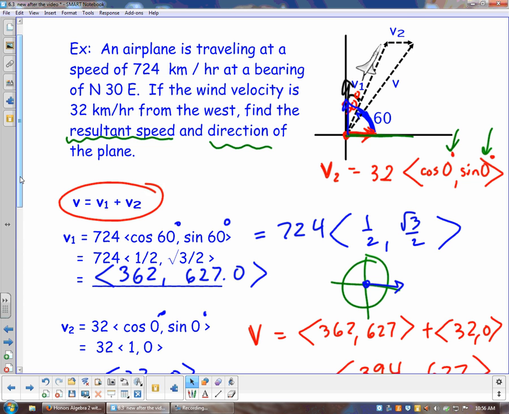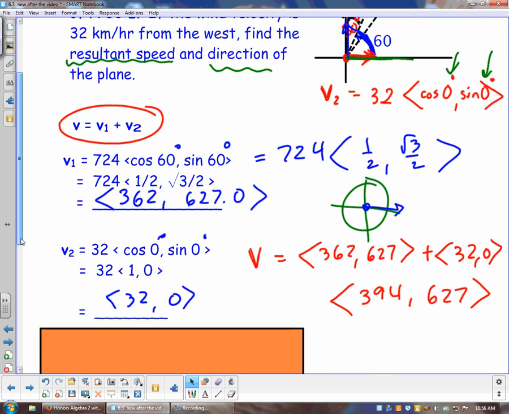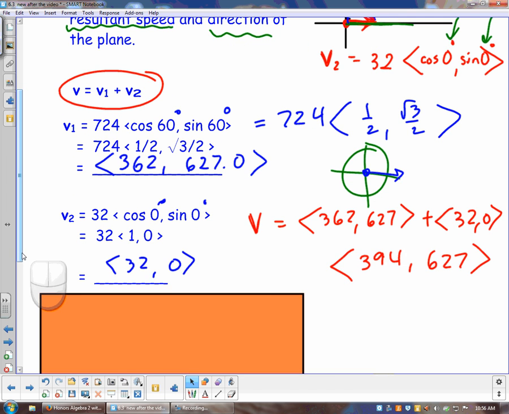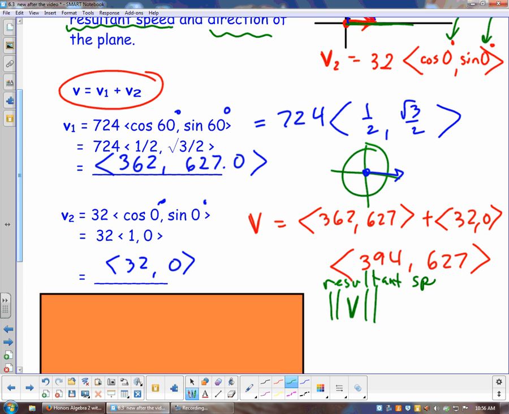The resultant speed is the same as the what? Starts with an M. Magnitude. So how do we find the magnitude of, where's my vector? Oh, you do distance. Sure. So we want the magnitude of vector v. This is going to be the resultant speed, right? It's going to be equal to the square root of 394 squared plus 627 squared.